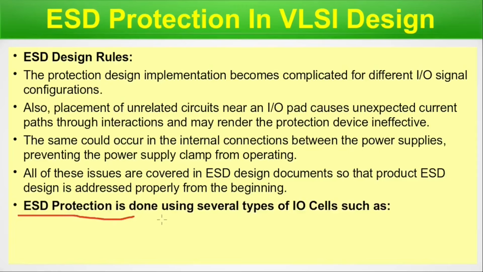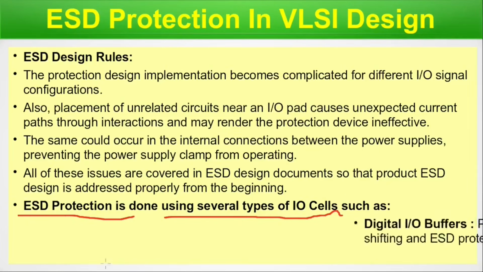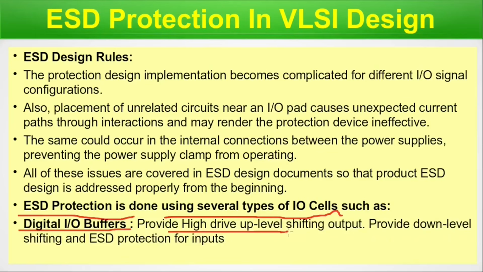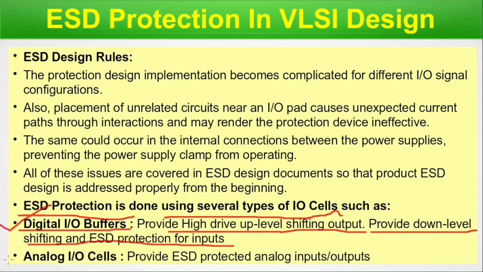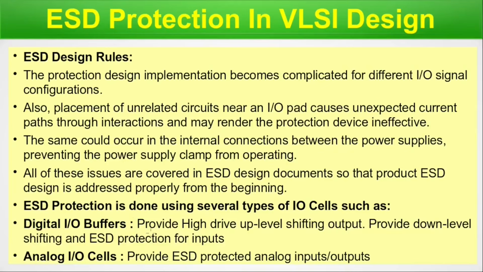ESD protection is done using several types of IO cells, such as digital IO buffers, which provide high drive, up level shifting for output, down level shifting, and ESD protection for input. So digital IO buffers are there to protect from ESD, and also we have analog IO cells, which provide ESD protected analog input and output. Two different kinds of circuits we generally have, digital and analog, and for both of them we have different types of ESD protection elements in VLSI. So here we are done with our basic VLSI checking step in the VLSI design flow, the design rule check part, and there we check the electrostatic discharge design rules. We're done with this particular slide. Let's move on to the next slide.